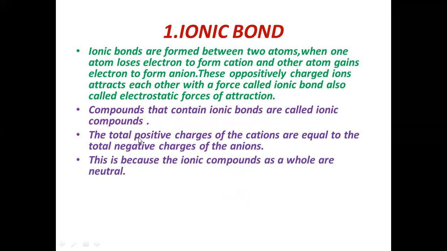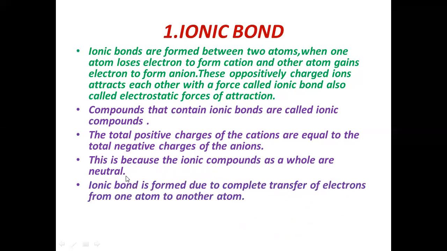Keep this in your mind that the total positive charges of the cations are equal to the total negative charges of the anion. Suppose you have sodium ion and chloride ion, so sodium is +1 and chloride ion is -1. Charges are the same. Positive charges and negative charges will always be the same. Why? Because the ionic compound as a whole is neutral, because the net charge on an ionic compound is 0, but the charge on individual ions is +1 and -1.